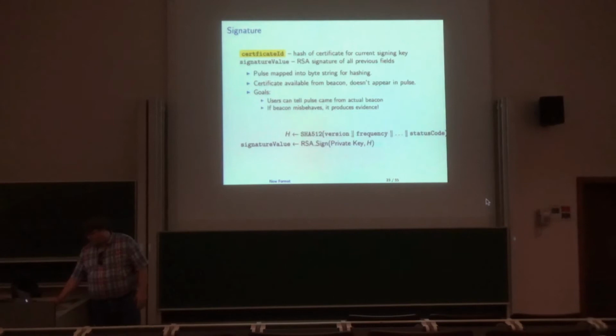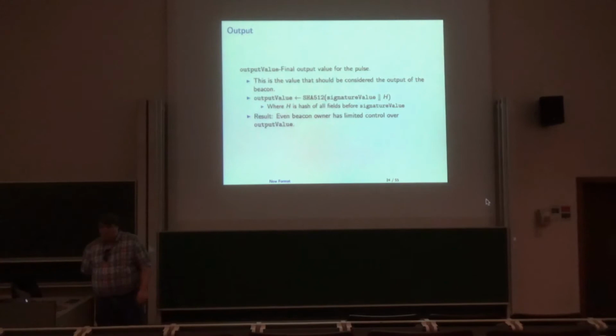The last part of this is the output, and this is sort of interesting. I said before, if you're using the beacon, you should be using the output field from the pulse, not the random value. The reason is because the output value is effectively the hash of everything else in the pulse, including the signature. So the idea here is that as an attacker, even if I'm operating the beacon, I can't exert complete control over this output value. I have to do a brute force sort of attack to control even a few bits of this output value. So this is actually better in terms of security than using just the random value that we promise is random, but you can't verify it.